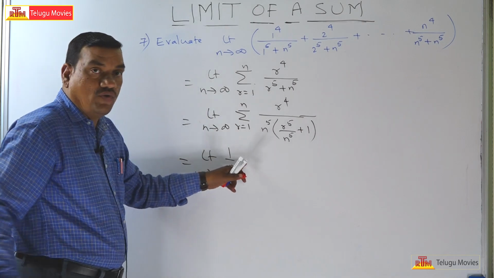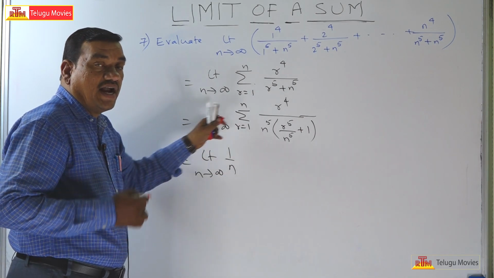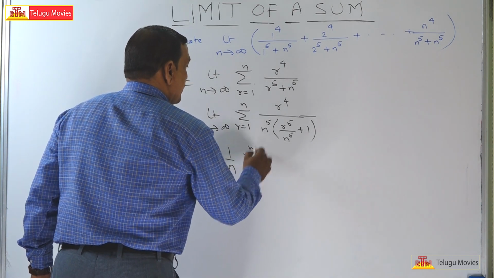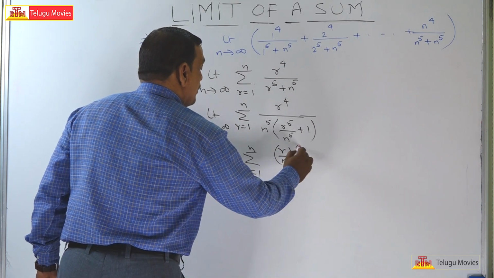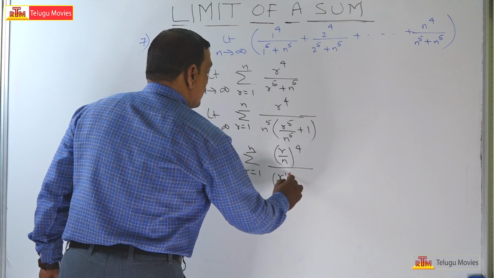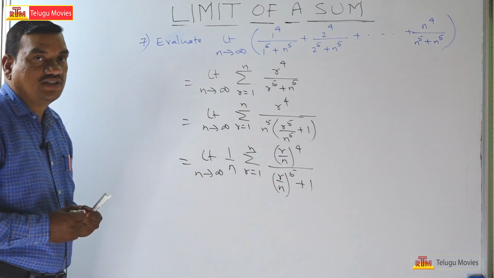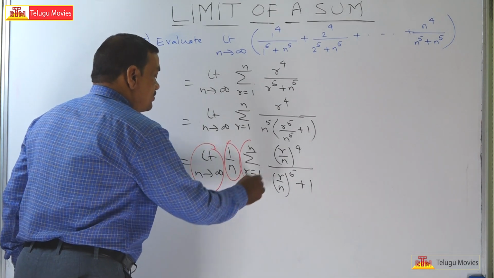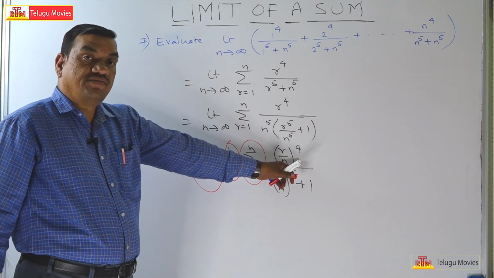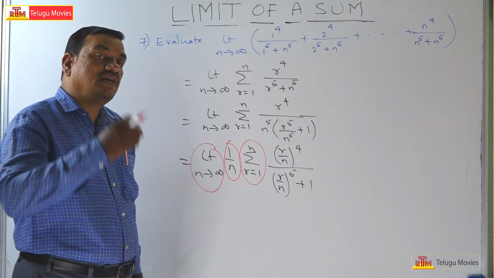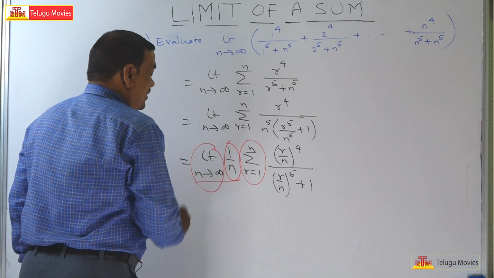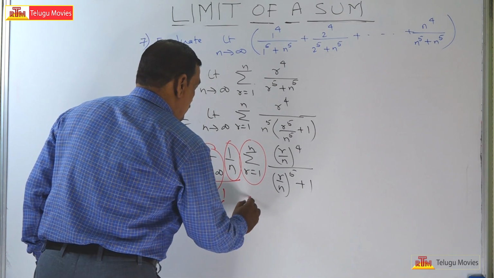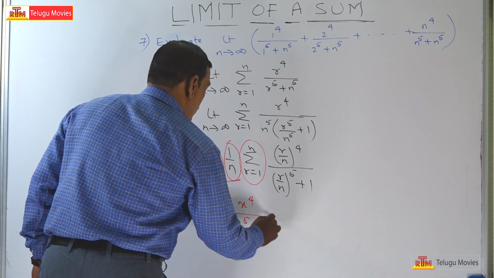Between limit and sigma, there is a small term 1 by n, with r running from 1 to n. So this is equal to (r by n) whole power 4 by (r by n) whole power 5 plus 1. Is everything clear? So we have limit n tends to infinity, 1 by n, sigma, and then a function of r by n. Wherever r by n is there, put x. So this is nothing but the integral from 0 to 1 of x power 4 by x power 5 plus 1 dx.